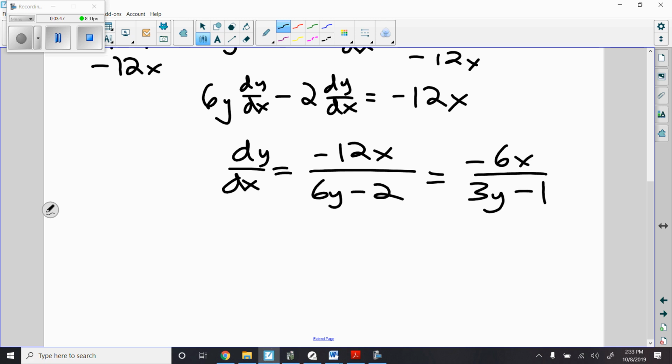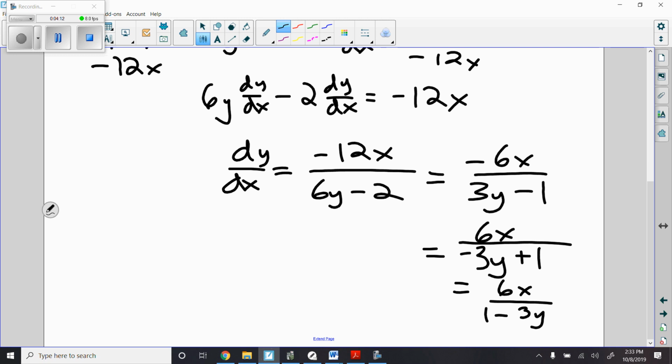Okay. The other way you might see this written, instead of dividing by 2, they might divide by negative 2. I would create a positive 6x on top and a negative 3y plus 1 on the bottom, which could also be written as 6x over 1 minus 3y.